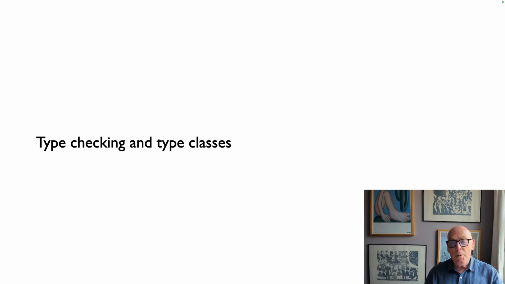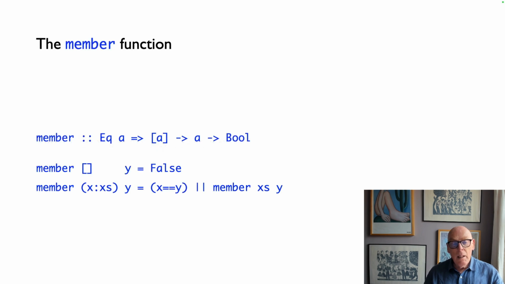Here I want to look at type checking when we have type classes involved. One of the simplest examples of this is the member function, which takes a list of items and an item and tells us whether that item belongs to the list or not. So you might think that the type of this would be list of A to bool. But the point is you can't apply member to elements of any type whatever. It needs to be a type on which there is an equality function. So we need A to be a member of the equality type class.